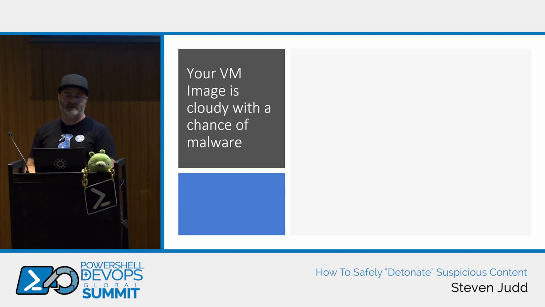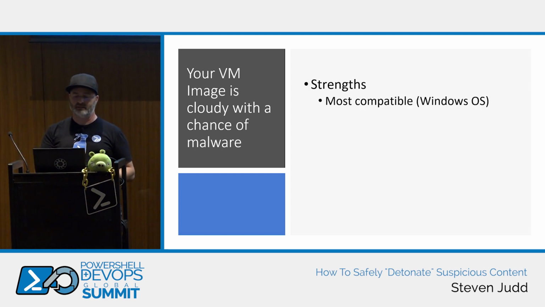Your VM image is cloudy with a chance of malware. Now, once you do whatever on this thing, this system is effectively at risk. So what are the strengths? This is the most compatible. You're talking about a Windows OS. What do people attack? Windows. Why? Because it's the market leader for people who don't know what they're doing. Did I say that right? No, it's the market leader for client computers and businesses and people with money.